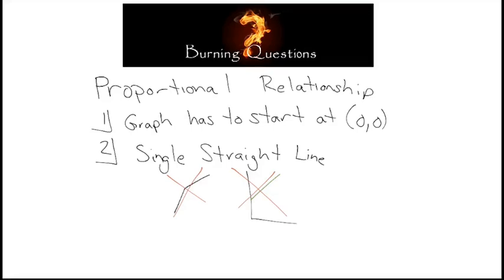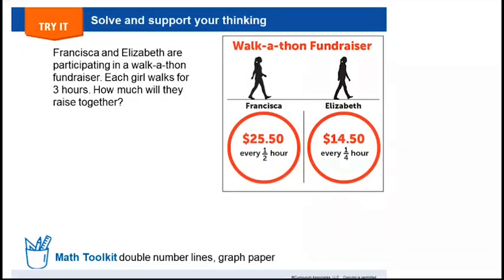So we are now on page 105 of your iReady book. It says Francisca and Elizabeth. Each girl walks for 3 hours. I want to know how much they are going to raise in total together. So I'm going to open a poll question in Google Meet. When you are done with it, you're going to click the I'm done option. So I need you to try to figure out how much total money they're going to make after walking for 3 hours.